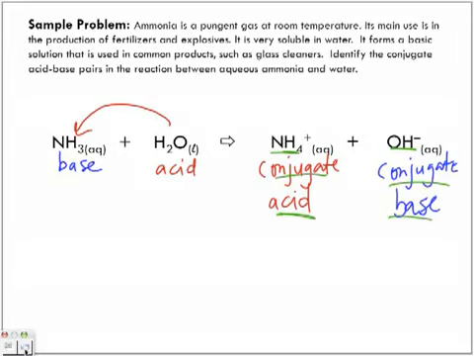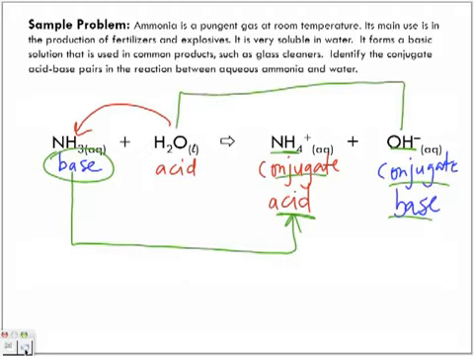So which ones are the conjugate acid-base pairs? Ammonium with the ammonia, the base with the acid, but it's the conjugate. And the water is a conjugate acid-base pair with the OH. So notice the pairing. Acid with a conjugate base. A base with a conjugate acid. Those are the pairs.